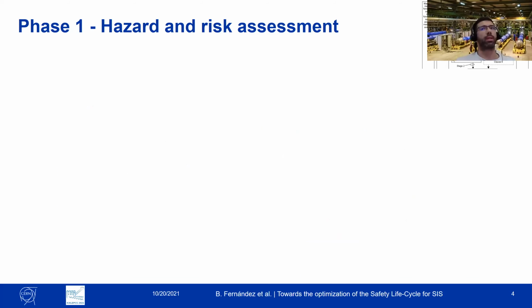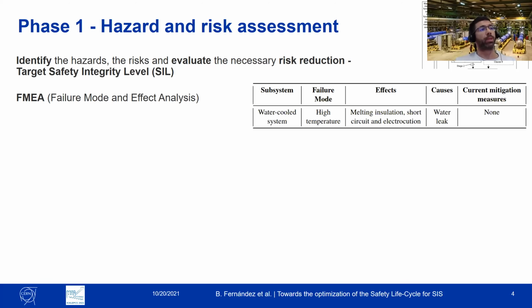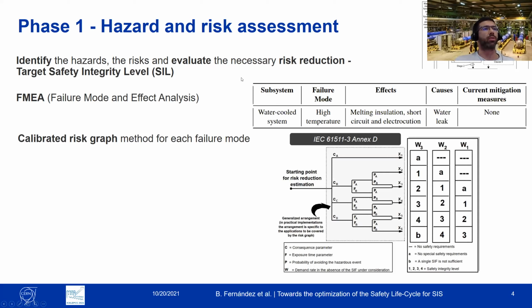Let's start with the first phase, the hazard and risk assessment. The goal of this phase is to identify the hazards, the risk, and evaluate the necessary risk reduction, what the standard refers to as target safety integrity level, SIL. One of the most popular methods to identify the hazards and the risks is the failure mode and effect analysis. In the sample that you see here on the right, a high temperature failure mode from a water-cooled system could provoke, for example, the electrocution of one of the persons next to the installation due to, for example, a water leak in this system. How can we evaluate the necessary risk reduction?